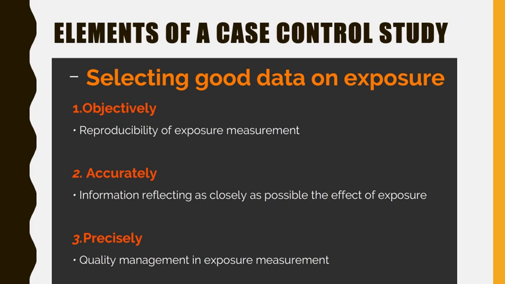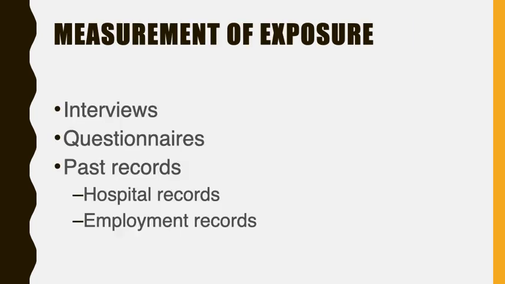First, the definitions that we use have to be objective. They have to be clear, and we have to be able to reproduce whatever measurement we use for the exposure on every case. Second, we have to make sure that we are being accurate. The information that we're collecting has to reflect, as closely as possible, the possible effect of an exposure. And third, we have to make sure we're being precise. We have to make sure that we are managing our exposure measurement so that we are upholding the highest quality of standards, so that we are not taking in cases that don't actually qualify or rejecting cases that should qualify.